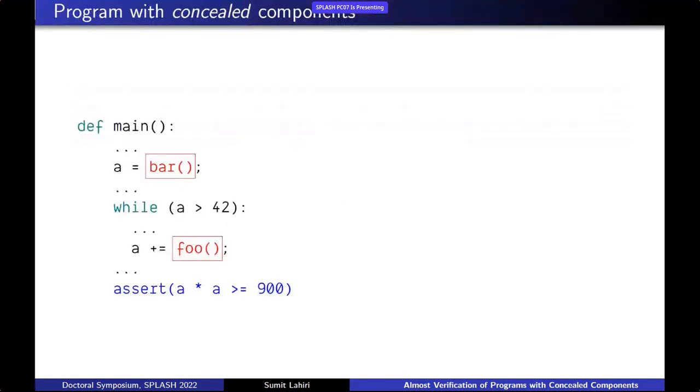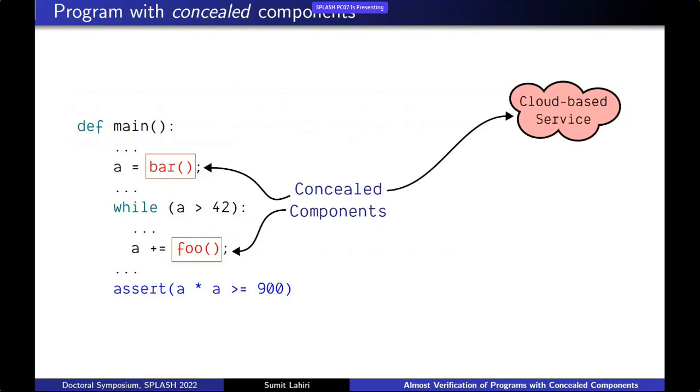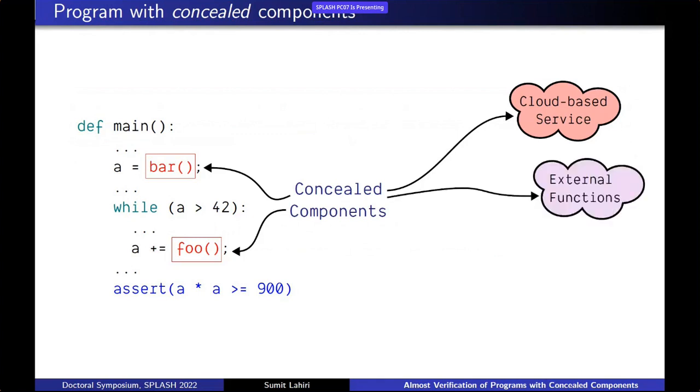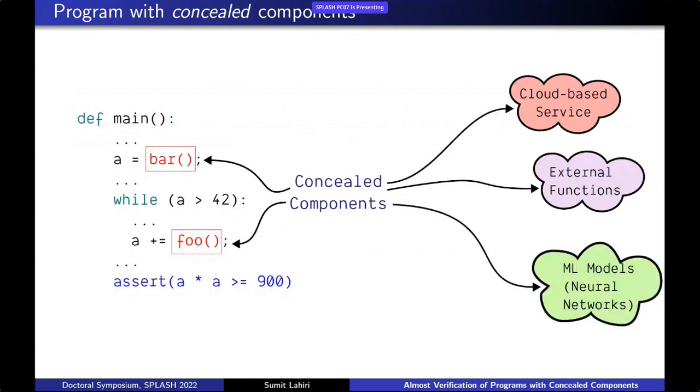So here I show an example of a program that contains concealed components, especially the calls to external functions like var and foo. The concealed components could be calls to some web-based service or cloud services, calls to external functions that don't reside in your computer, or calls to ML models or neural networks. We'll have to just retrieve back the values that have been called.